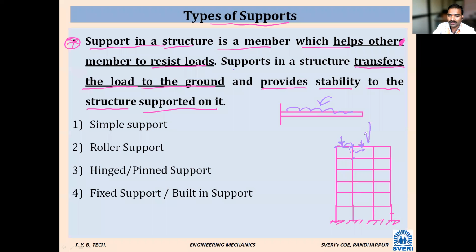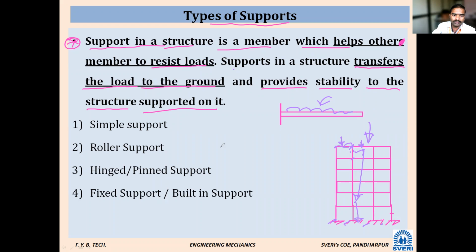So whatever load is coming on top of this, the entire load will transfer to the ground. Supports in a structure transfer the load to the ground and provide stability to the structure it supports, and all these supports will give stability to the structures. It should stay firmly and stably. That's why we have to provide the supports.